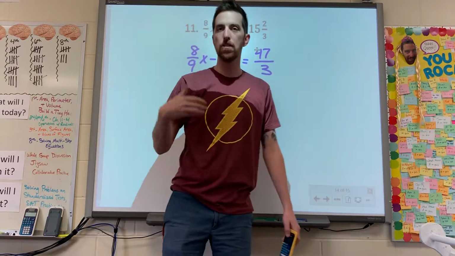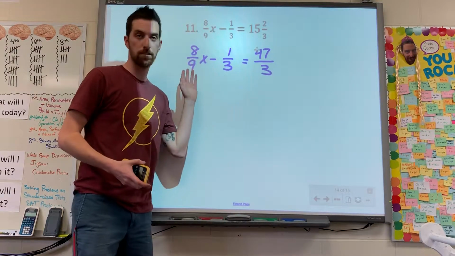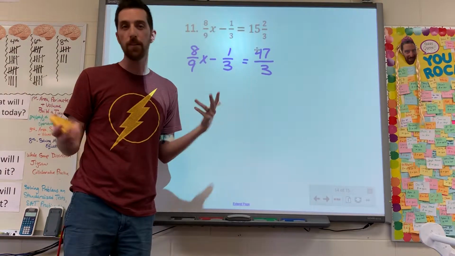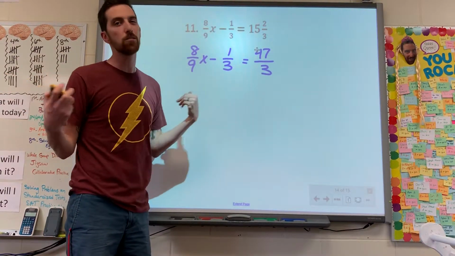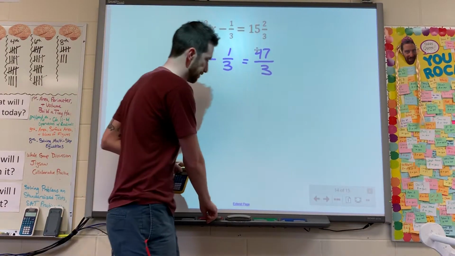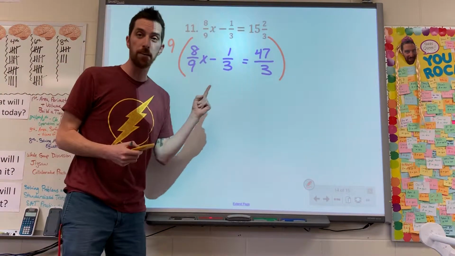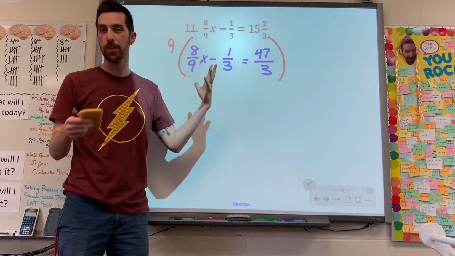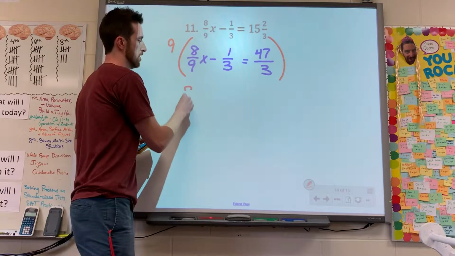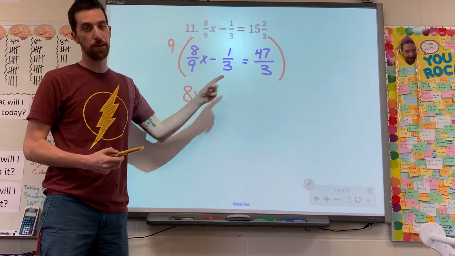Remember, when we want to clear all the fractions, we got to multiply by a common denominator. So it's got to be something that 9 can go into and 3 can go into. You can use 27. You could use 81. But I'm going to go with the smallest number I can, which is 9. Because 3 goes into 9, and so does 9. Remember, if you are multiplying by the same thing that's in the denominator, it just cancels out. So this 9 and this 9 cancel out, so we got 8x minus 9 times 1 is 9, divided by 3 is 3.